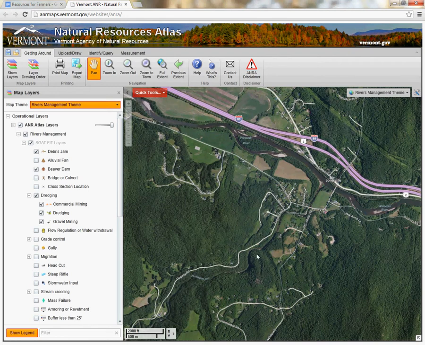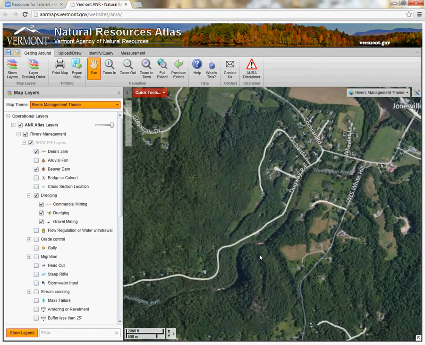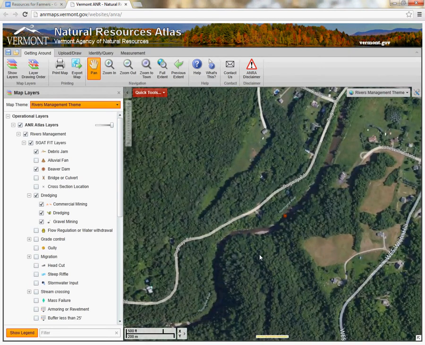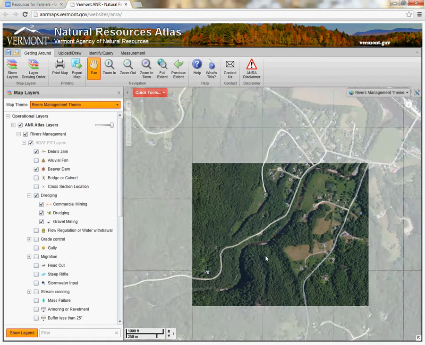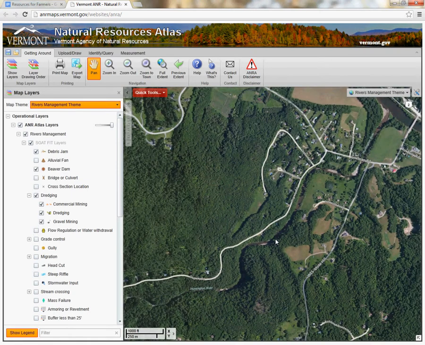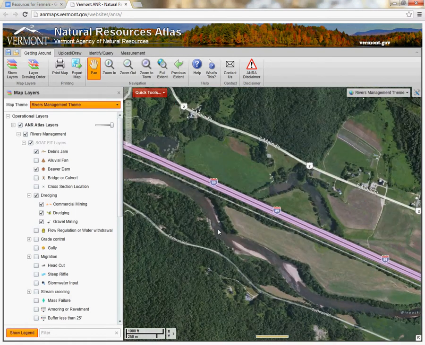One thing about this atlas that is slightly annoying is that all of these SGAT-FIT layers are scale dependent, so you have to be zoomed in close enough to the landscape for them to show up. For instance, at this scale, you can't see that there's a beaver dam on the Huntington River, but when you zoom in far enough, it'll show up. So just the difference between this and this will be the difference between a visible and an invisible beaver dam or debris flow.